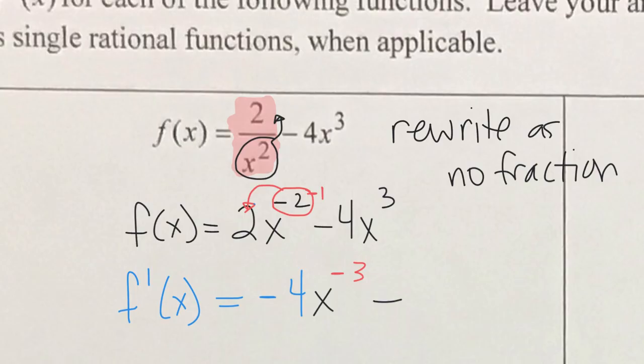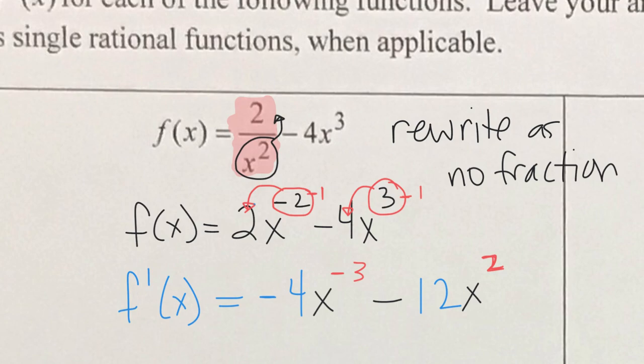Minus, we're going to multiply our 3 times the 4, right? Your power times the coefficient. 3 times 4 is 12. X, and we're going to subtract 1 from the power. 3 minus 1 is 2. So negative 4x to the minus 3 minus 12x squared.